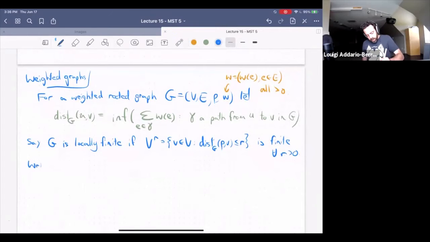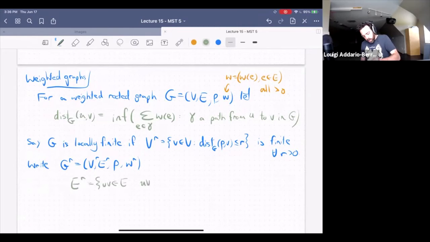So now I'll write, just like for unweighted graphs, G_r will be the induced subgraph consisting only of vertices at distance at most r, right? So E_r is the set of edges such that both endpoints are in V_r, and then this vector is just the relevant subvector of the original weight vector.